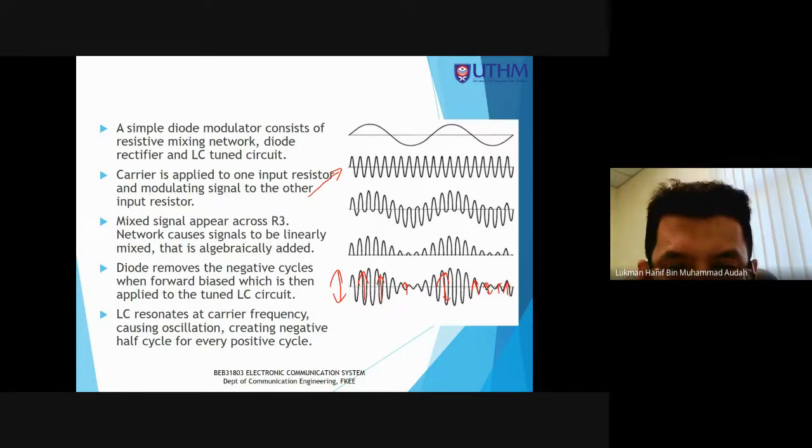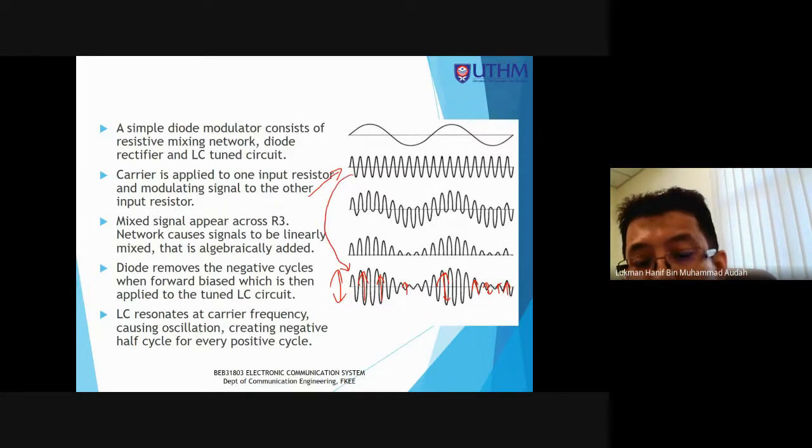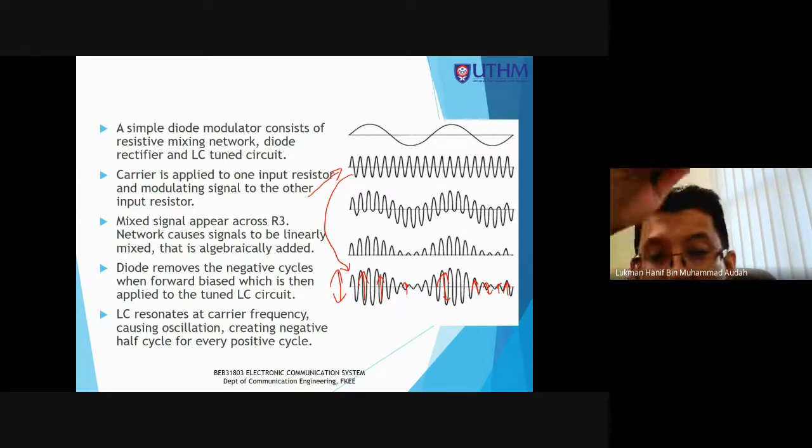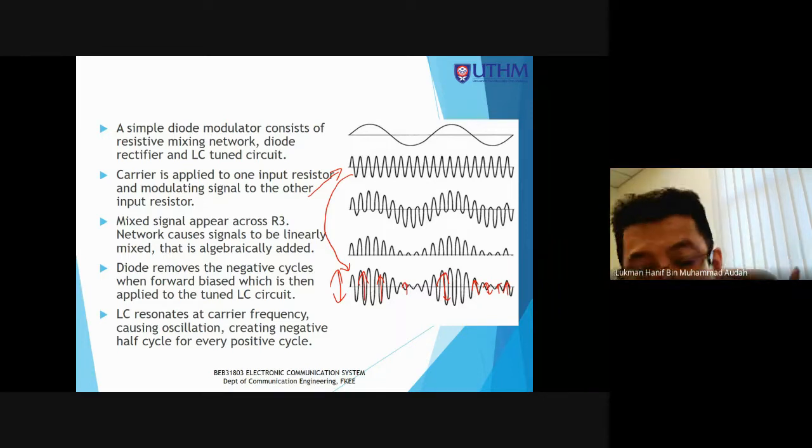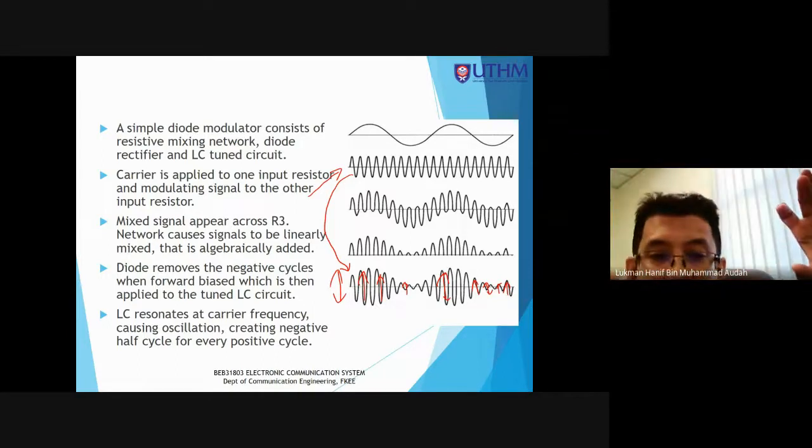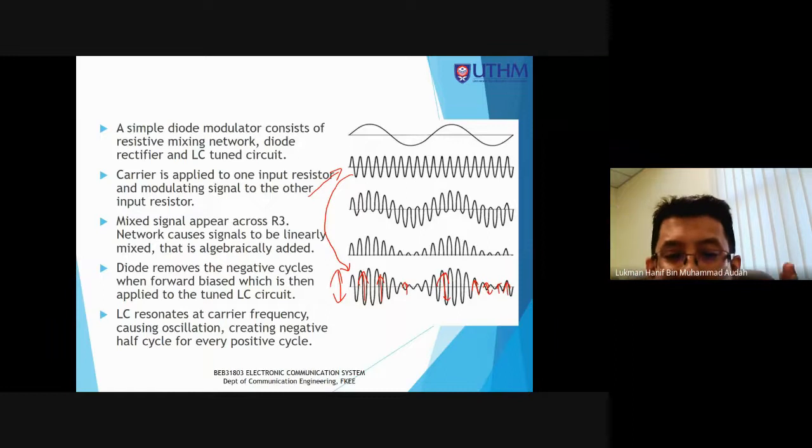Tetapi dari segi frekuensi, kalau you lihat frekuensinya follow carrier. Frekuensi fasa dia follow carrier, tetapi amplitudenya berubah-ubah berkadaran dengan input. Berbeza dengan angle modulated wave, amplitudenya kekal sama, tetapi dia berubah fasa dan frekuensi. So sekarang you nampak apa perbezaan dia sebenarnya.